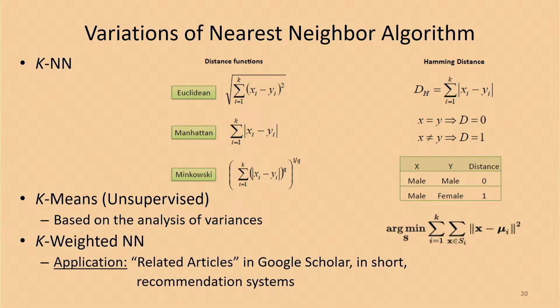Did you know that related articles in Google Scholar actually use k weighted means as the algorithm for determining similarity? If you get an article, they'll say, here are similar articles. That's the k weighted nearest neighbor.